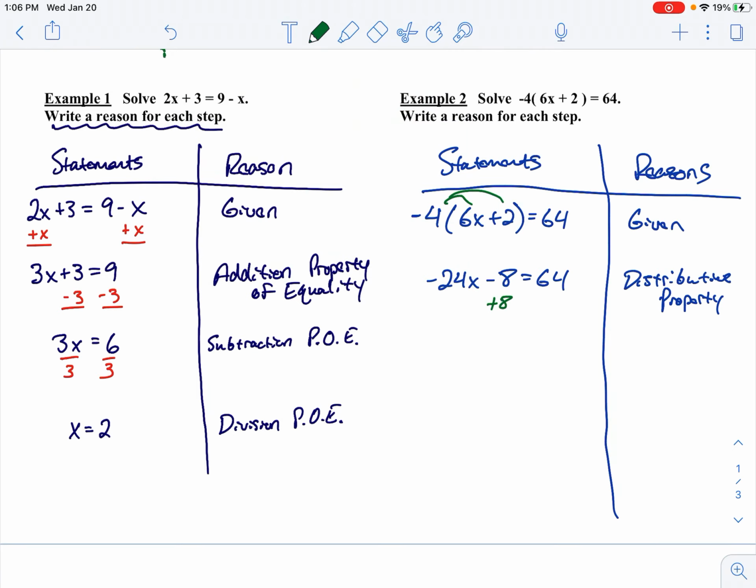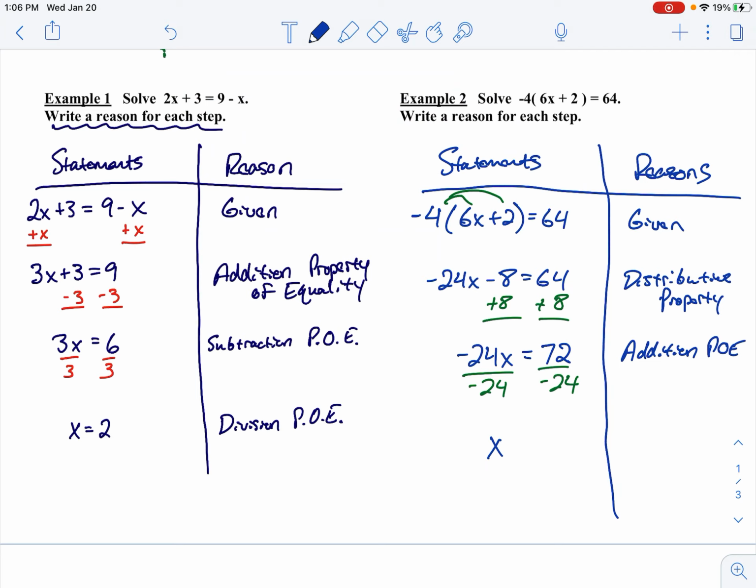Now we'll use the green here. So I would add 8 to both sides, and I'm going to show what it gets me. So I'd bring down -24x equals, and then 64 plus 8 is 72. And the reason for that would be an addition property. We added 8 to both sides, so I'll write addition POE, property of equality. And then my last step here, I want to get x by itself, so I'm going to divide by -24.